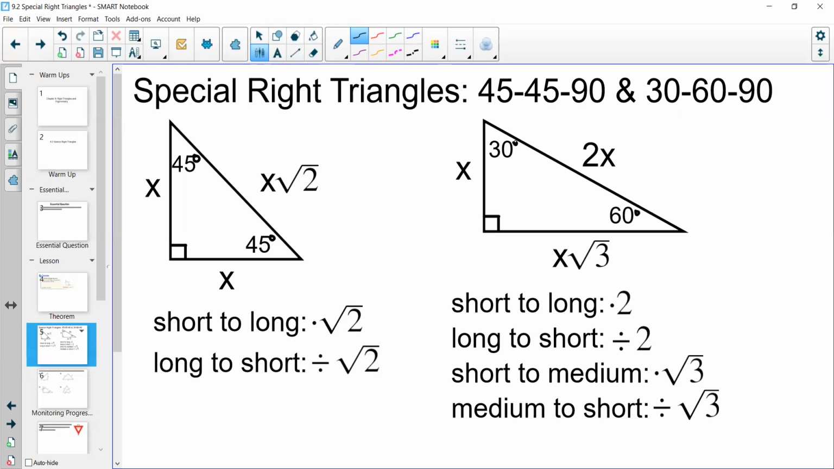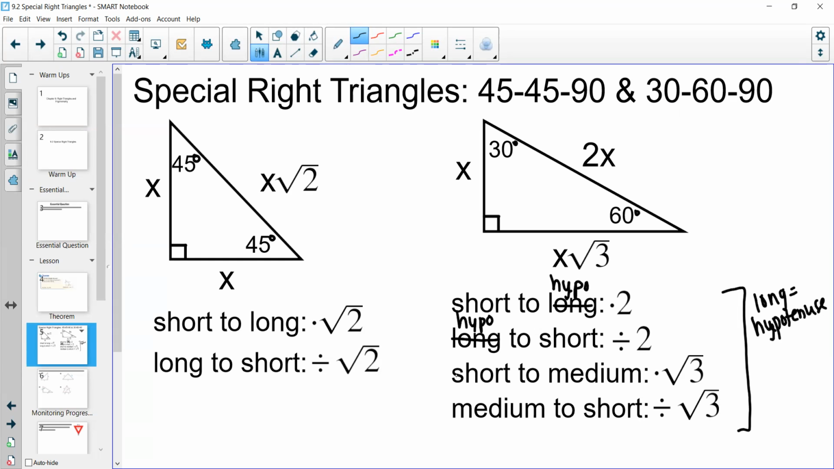When we're referring to these lengths here, we're actually referring to the lengths of the different sides of the triangle. So that word long is going to be the same as our hypotenuse, and the short and medium refer to the two legs. The short is the shortest leg, the medium is the longer of the two legs. To go from our short to our hypotenuse, we're going to multiply by 2. To go from that hypotenuse to our short leg, we're going to divide by 2.